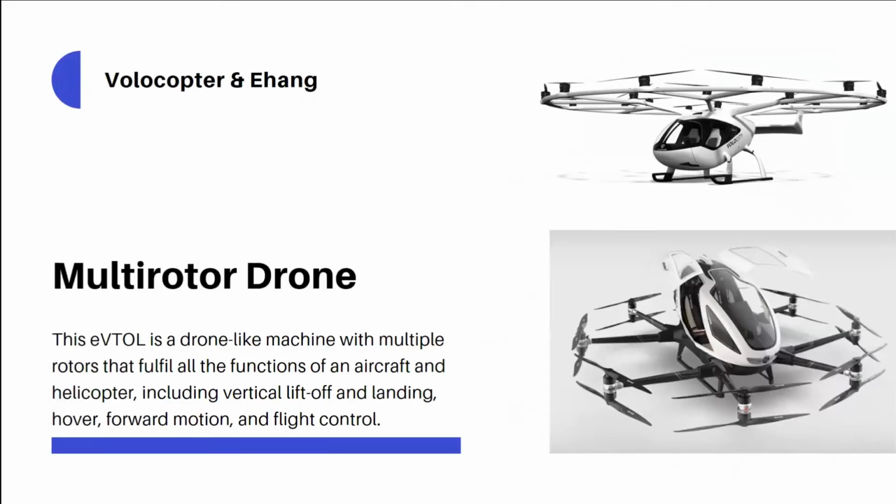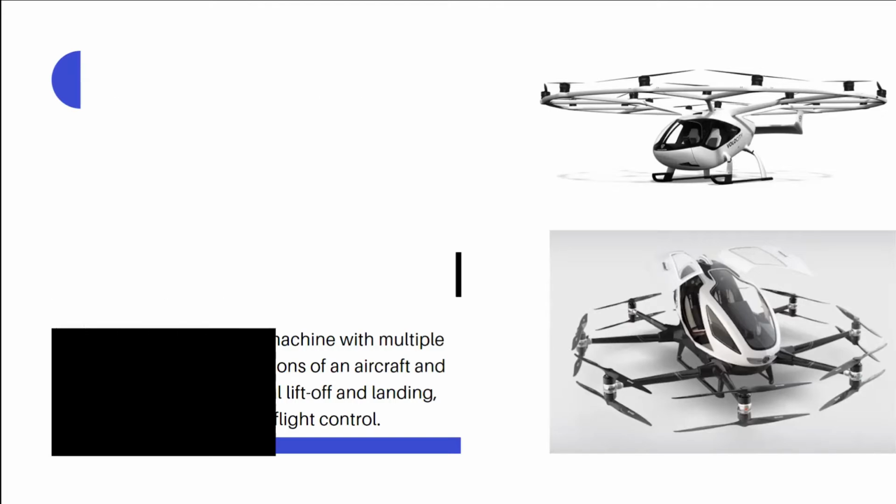So this is nothing but your multicopter drones. You have multiple rotors, and these rotors are solely used for moving forward, accelerating, and the vertical movement as well. Two of the companies making such vehicles are, first, Volocopter, you can see the first, and the second is EHang. They are developing such vehicles.